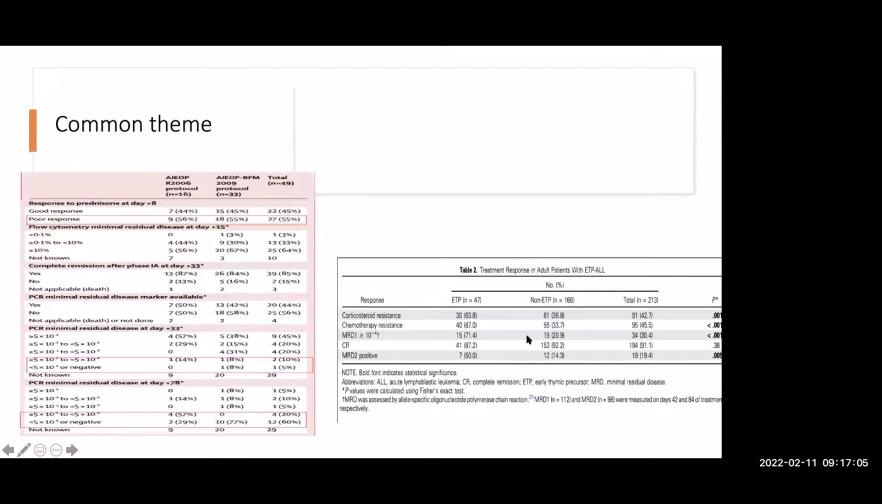This is a similar study, another study in adults with ETP-ALL, showing similar results. The majority of the patients with ETP-ALL have corticosteroid resistance. 60% of the patients have poor prednisolone response, and the majority have chemotherapy resistance, which is lack of CR at the end of induction. And we can see that at the end of induction, the majority of the patients have persistent MRD positivity. However, the percentage of the patients who attained MRD negativity at the end of phase 2 is better.